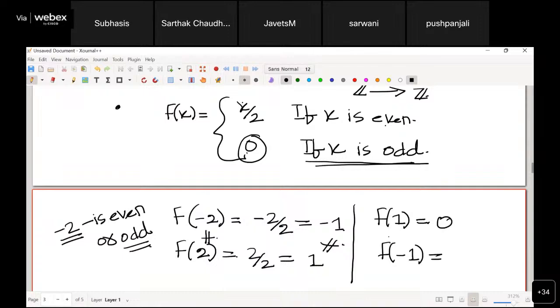What is the value of f of -1? 0. 0. That means, so here you can see 1 is different from -1, right? But their images are the same, right? Yeah. That means f is not 1-1. Then what about onto?